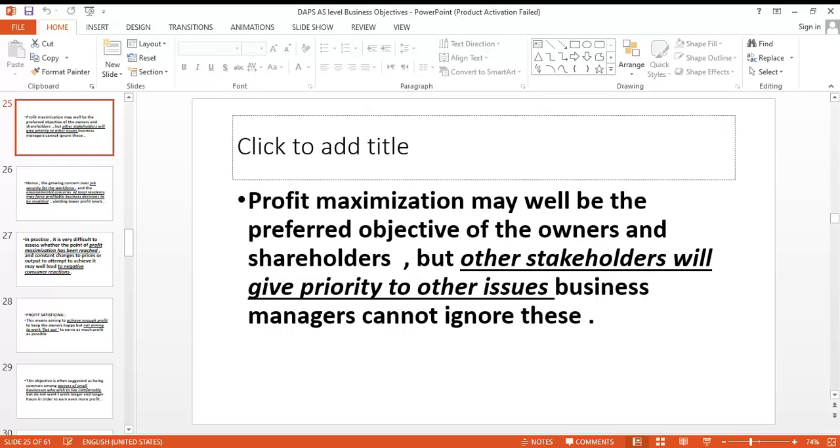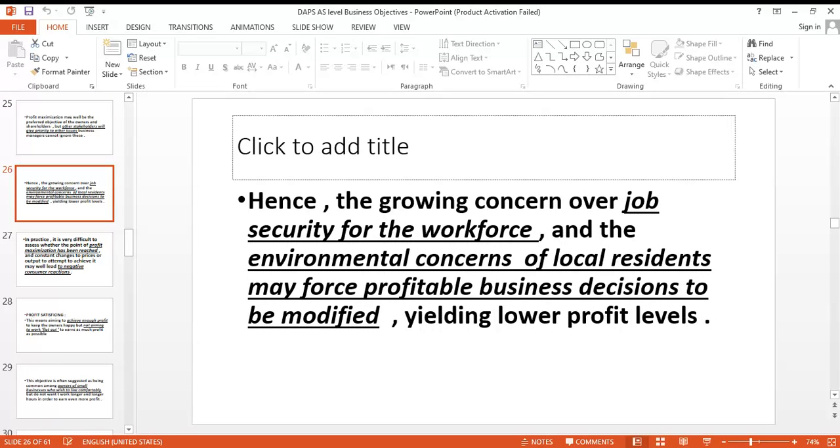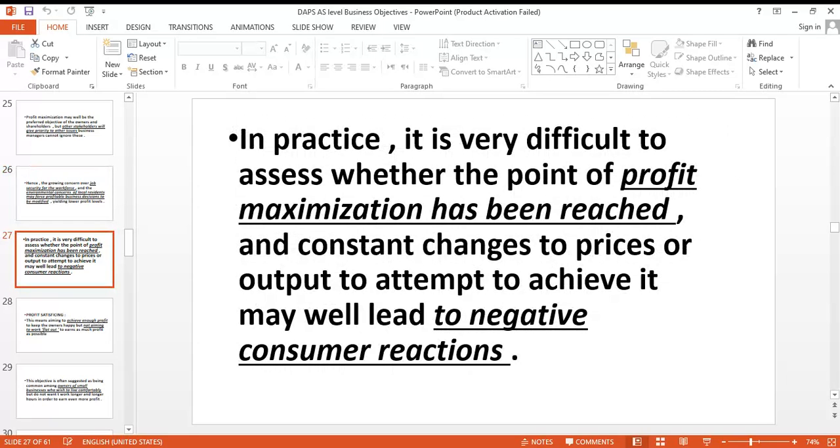Now, it might seem very common sense to think that a firm should have only one objective, which is profit maximization. Okay, the objective of most of the firms is profit maximization. It will be the preferred objective of most managers. But can this always be a sustainable objective? That is a big question mark.